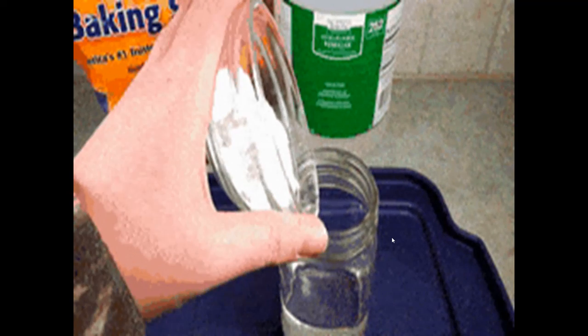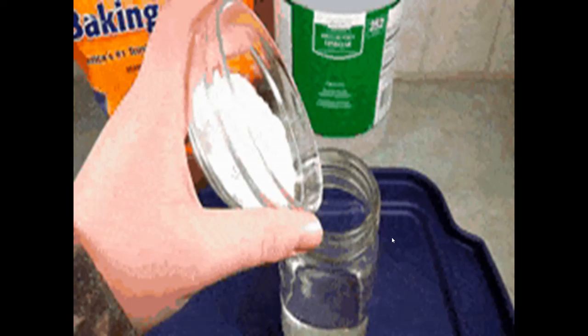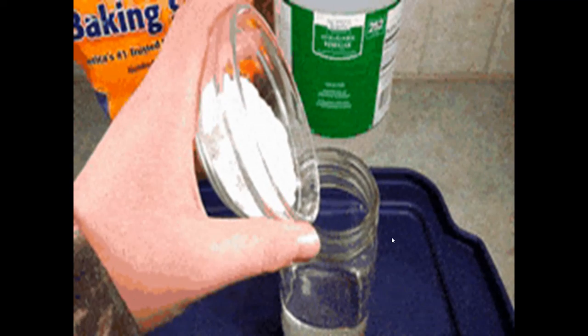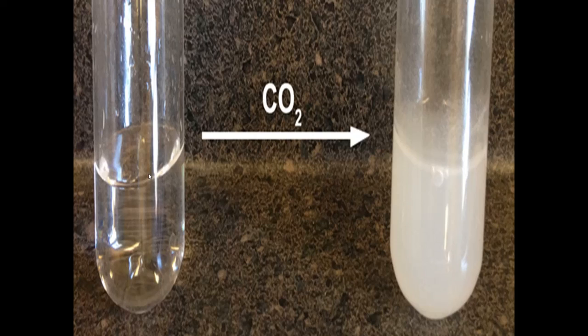Here, as soon as you add it, you can hear a hissing sound and also you can see bubbles of gas coming out. If you pass this gas through freshly prepared lime water, these bubbles are nothing but the gas, carbon dioxide, formed here. If you pass this carbon dioxide to lime water, you can see that the lime water, which was colorless, turns milky.